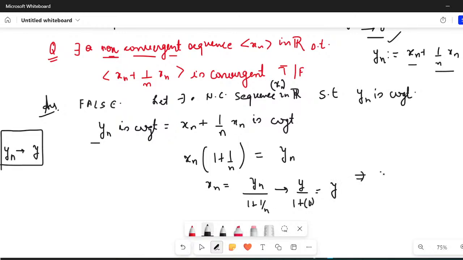And what does it imply? It implies that xn converges to y, which cannot be the case, because we are saying that there exists a non-convergent sequence xn in R. So if xn plus 1 upon n xn is convergent, then xn has to be convergent. It cannot be a non-convergent sequence. So what do you think the answer should be? Answer should be false.